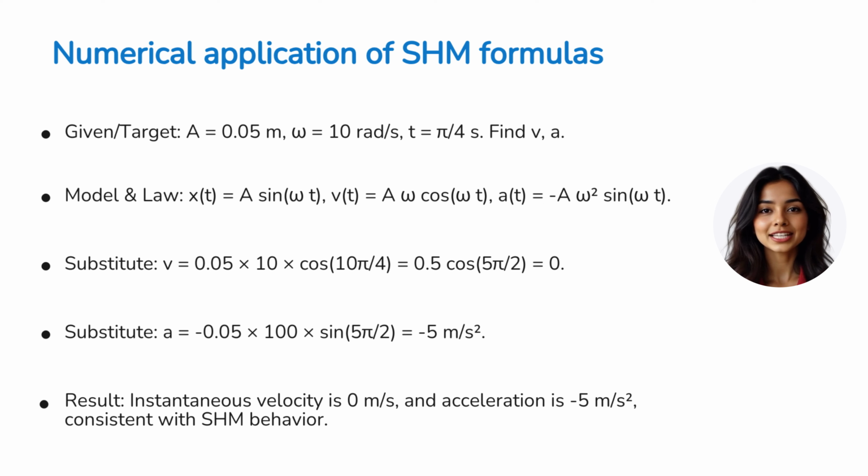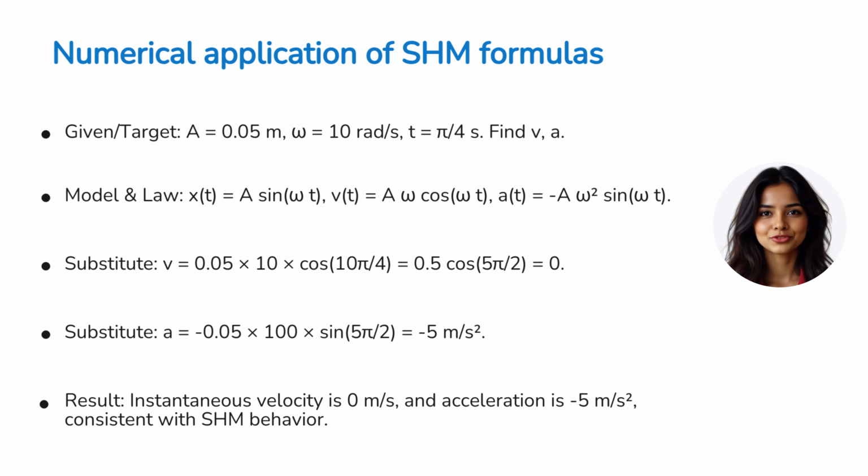Suppose a particle oscillates with an amplitude of 0.05 meters and an angular frequency of 10 radians per second. We want to find its velocity and acceleration at time t equals pi over 4 seconds. First, recall the formulas. Displacement x of t equals A times sine of omega t. Velocity v of t equals A times omega times cosine of omega t. And acceleration a of t equals negative A times omega squared times sine of omega t.